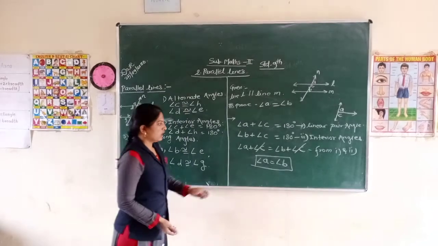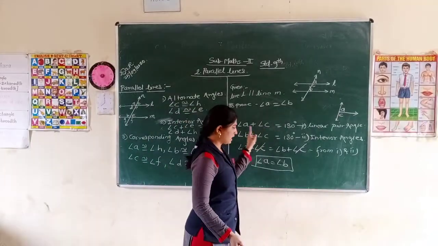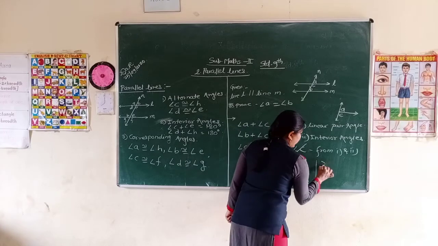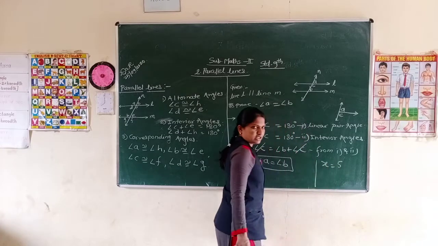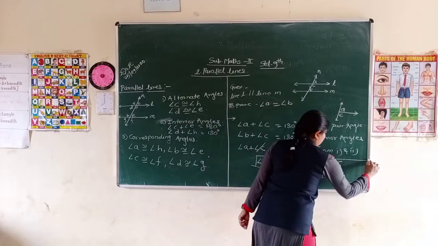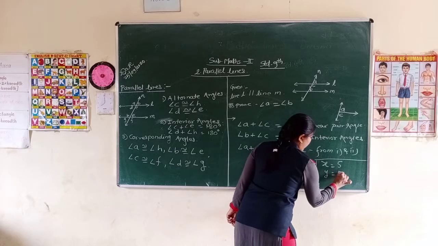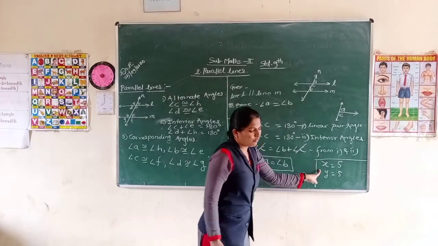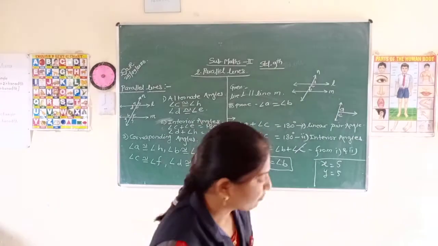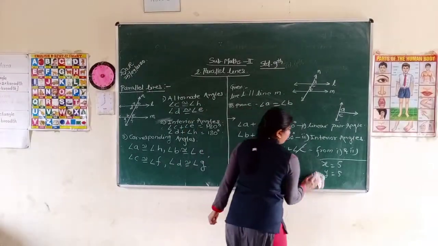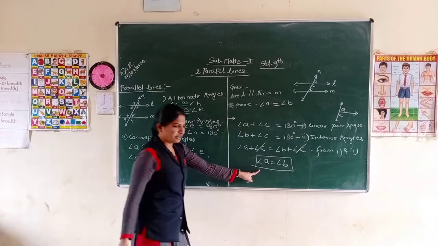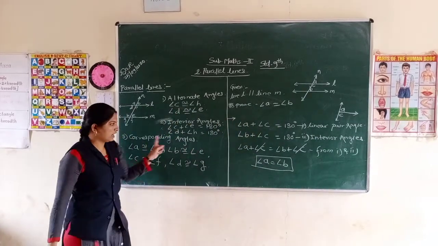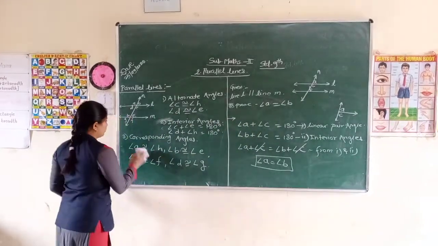Is true. यहाँ पे ये क्यों दिखाया मैंने, देखो suppose x equal to 5 and y equal to 5, means x equal to y, like this. Okay. Your first property of corresponding angles is proved.